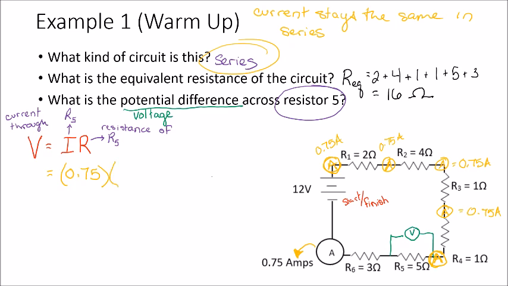The resistance of resistor 5 is 5 ohms. So 0.75 times 5 is 3.75 volts. So the voltage or potential difference across resistor 5 is 3.75 volts.